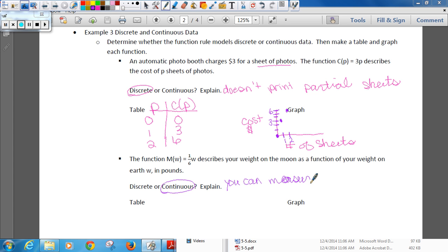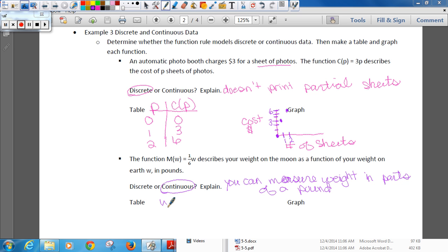Measure weight in parts of a pound. For instance, half a pound, quarter of a pound, all of those. So then we go ahead and we make our table.